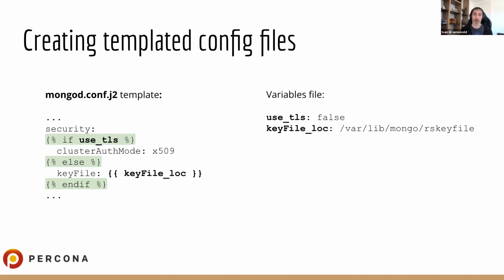This is an example of how to create a config file that is templated. Basically, within the templates, we can use conditionals like if-then-else blocks, for example, for the purpose that I described, which is to decide whether this particular MongoDB cluster will use certificate-based authentication or key file, okay? So basically, we can define a variable that says use TLS, for example, and then say yes or no. And based on the value of this, we can include specific sections in the MongoDB configuration file.